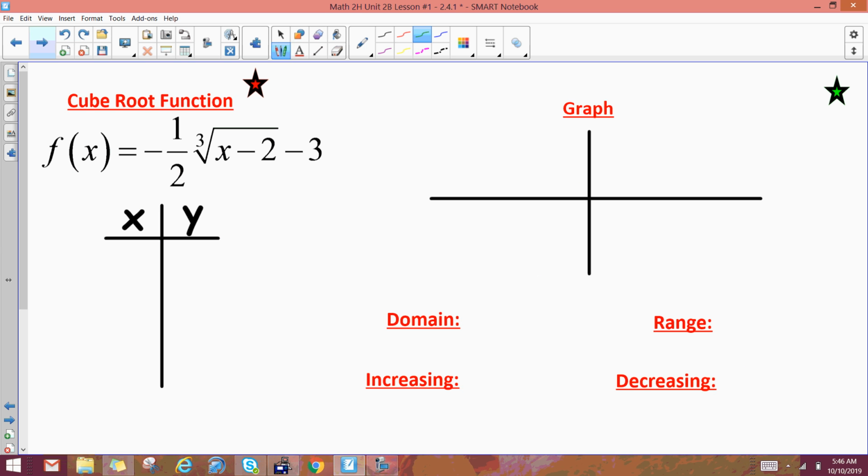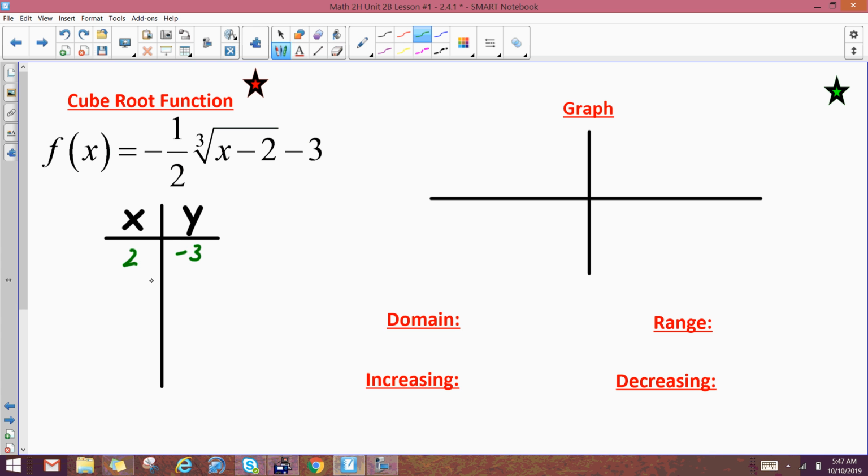So again, just like I did before, here's my cube root of x right here, but then I added these other 3 numbers. So just like before, let's try to pick numbers that give us perfect cubes. I know 0 was a perfect cube, so if I put in a 2, I'm going to get the cube root of 0, which is 0. Anything times 0 is 0, so it gives me a negative 3.